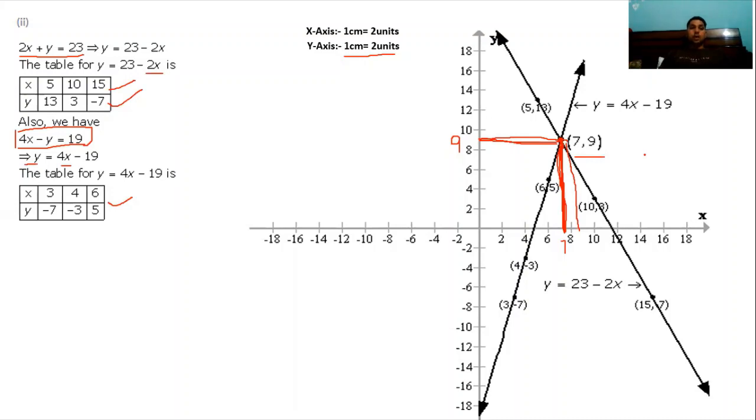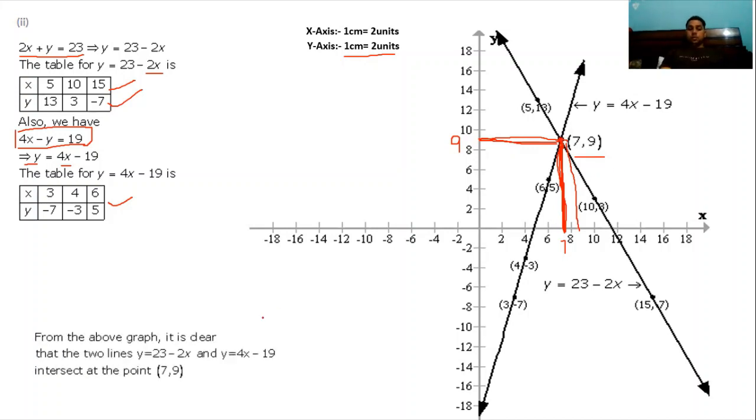The procedure is simple. We just have to solve the equations, make the table and find the coordinates of x and y for both equations, then draw these two lines on the same graph and check where they are meeting. The place where they are meeting will be known as your point of intersection, so this is your point of intersection, which is 7 and 9.